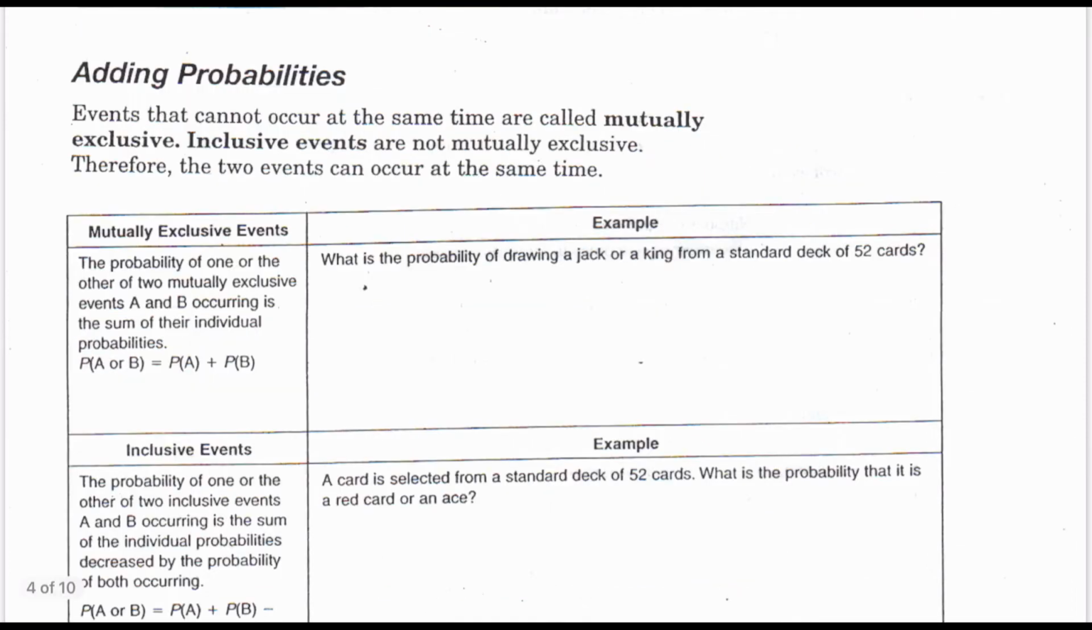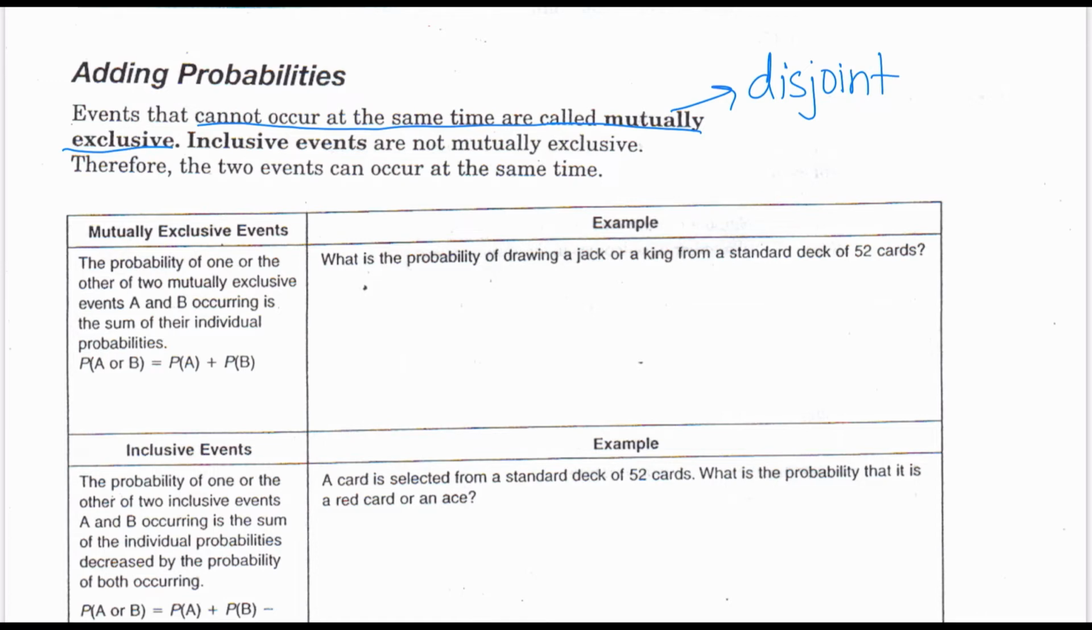Now let's talk about adding probabilities. First, before we even talk about that, let's talk about some vocabulary terms. Events that cannot occur at the same time are called mutually exclusive. And another way to describe that is to say that the two sets are disjoint.